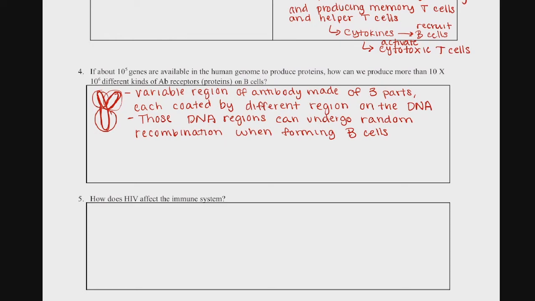And so as a result, fewer genes are required to code for that huge number of different kinds of receptors, because we have 3 different places that are variable, and on top of those 3 different places in 3 different sites on the DNA, those different DNAs can recombine. So there's like an infinite number of possibilities.